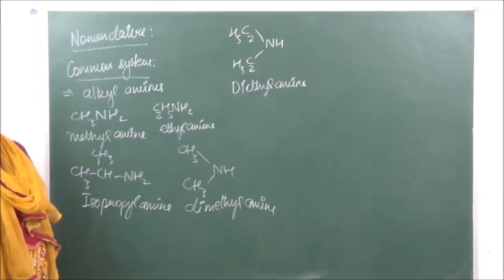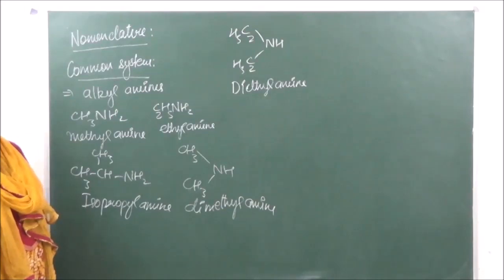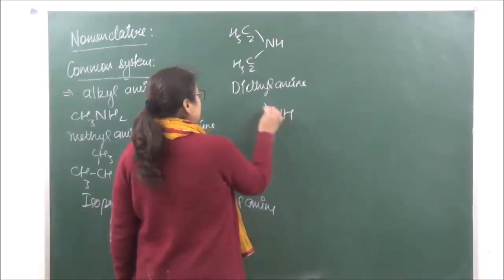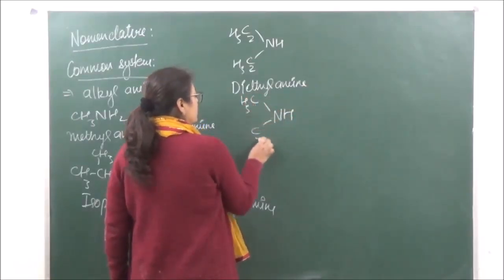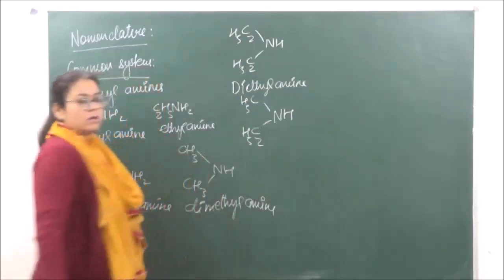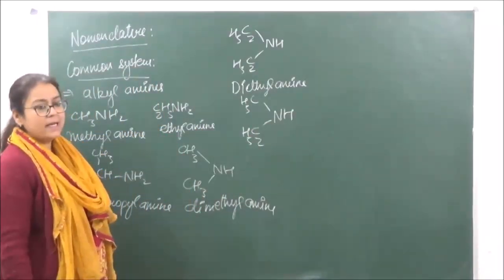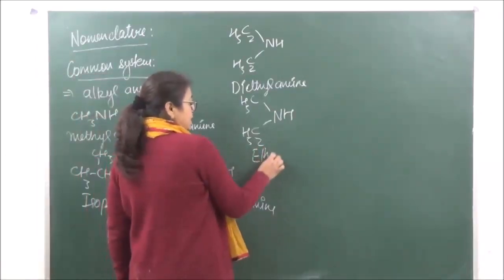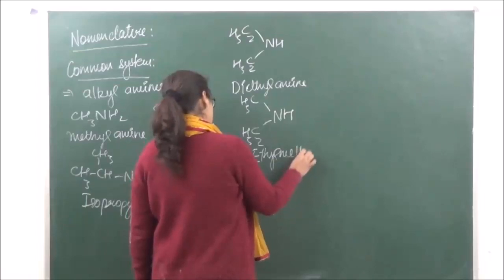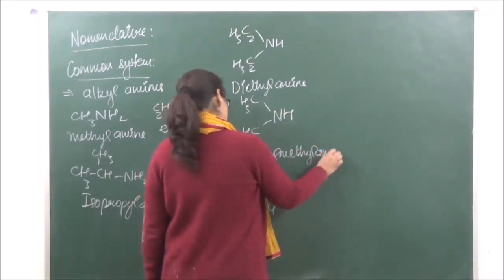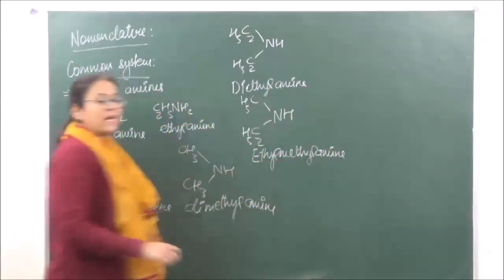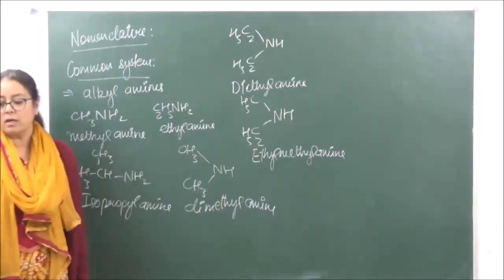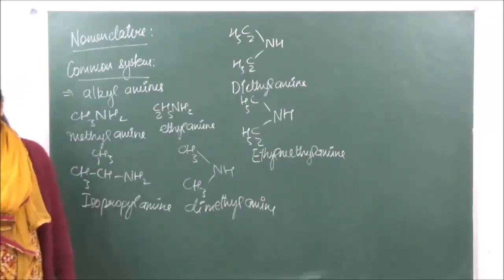okay. And if we have a mixed one, then we name it alphabetically. For example, if we have this, then this is going to be alphabetically named, E comes first, M comes after, so this is ethylmethylamine, right? So this is the first system, the common system of nomenclature.